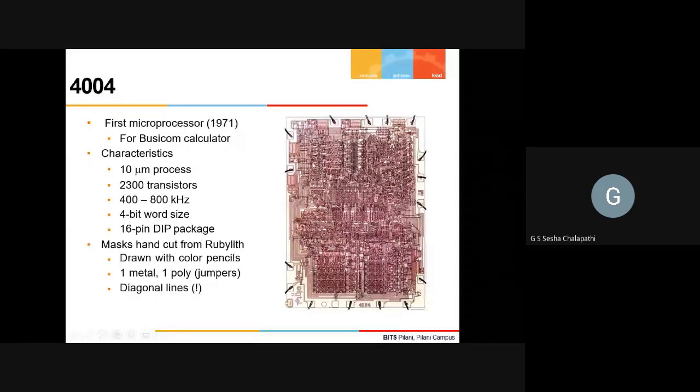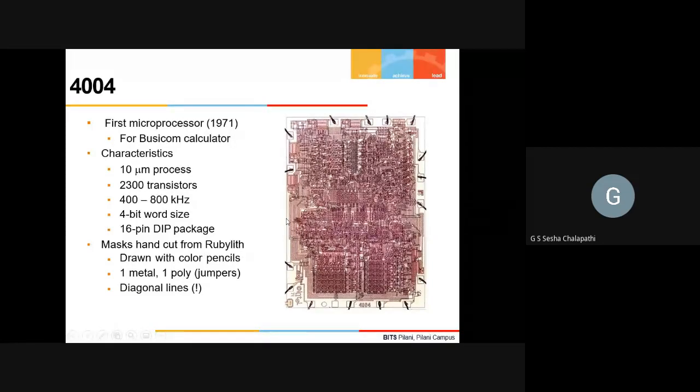It integrated 2300 transistors on a single chip, in an integrated circuit. Its clock speed was 400 to 800 kilohertz. It had a 4-bit word size, so each word was composed of 4 bits, and it was formed as a 16-pin DIP, dual inline package. And the circuit was drawn, the masks were hand cut.